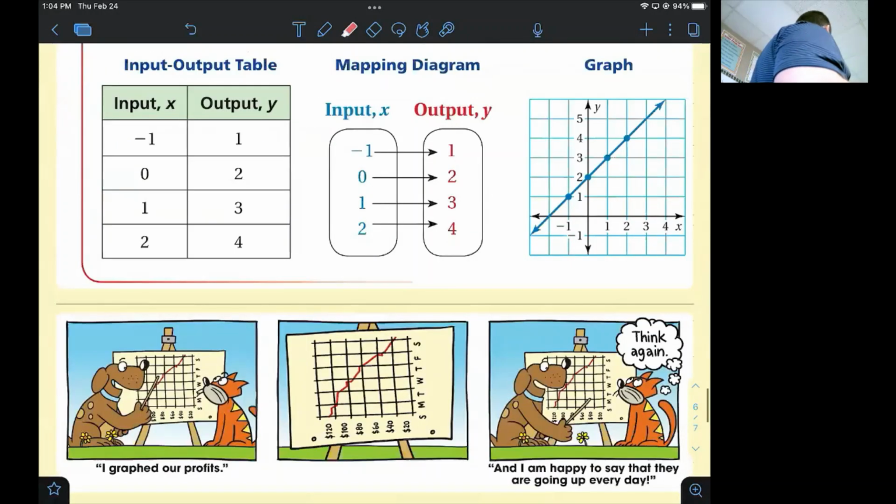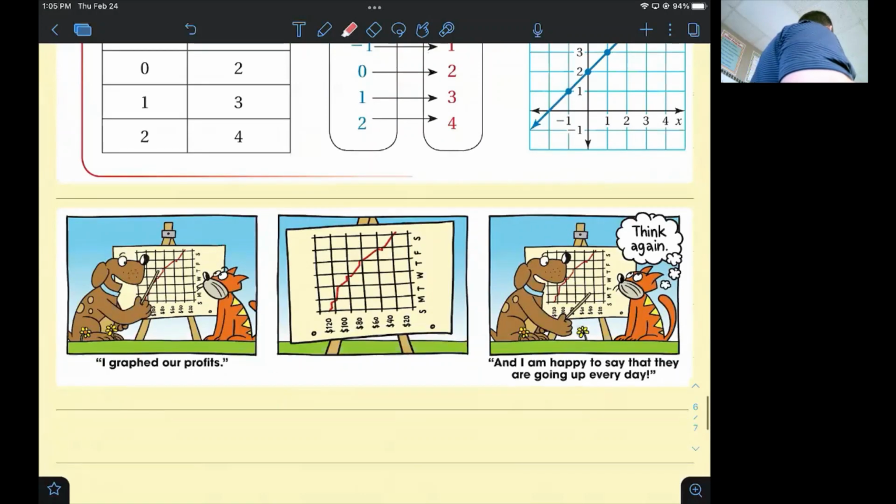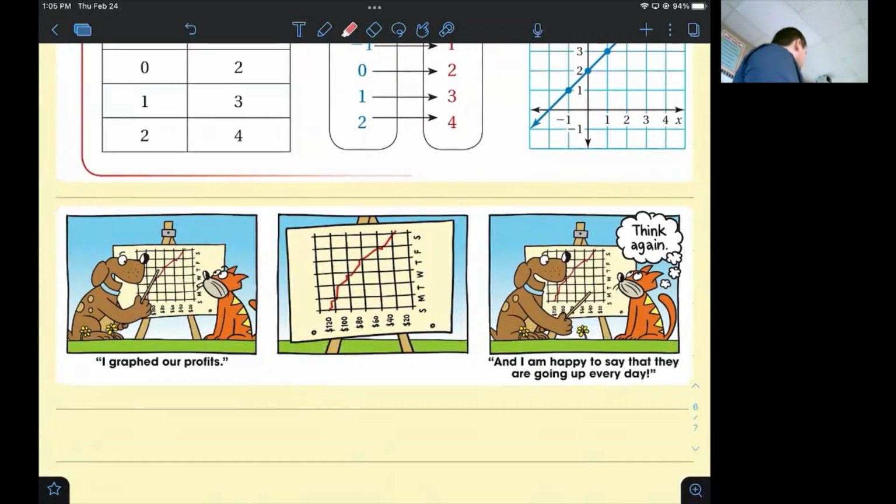And then there's this funny little comic strip I found in your textbook. So I graphed our profits, and then the cat says, think again. And the dog says, I'm happy to say that they're going up every day. Why is the dog mistaken? Lizzie? The graph is sideways. If you tilt it the way it's supposed to go, you can actually see the profits are going down throughout the week. But yeah, I guess you can take data and you can misinterpret it, or you can present it any way you want to.